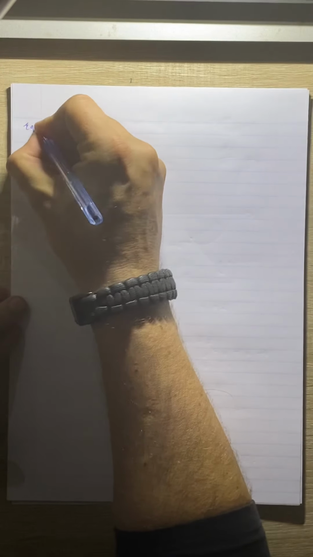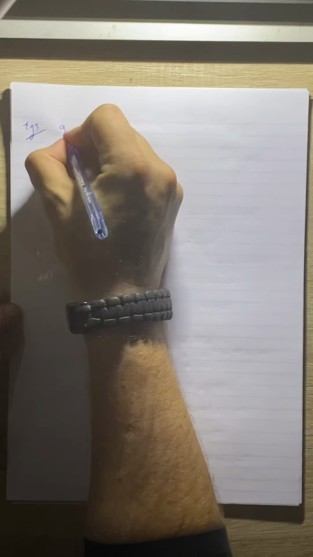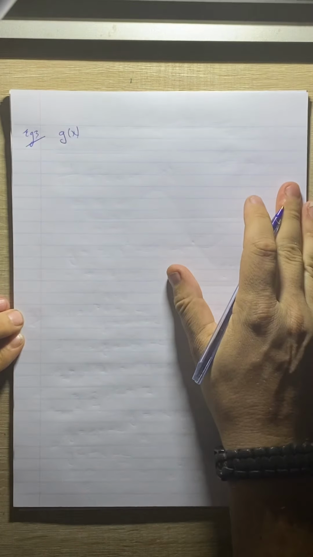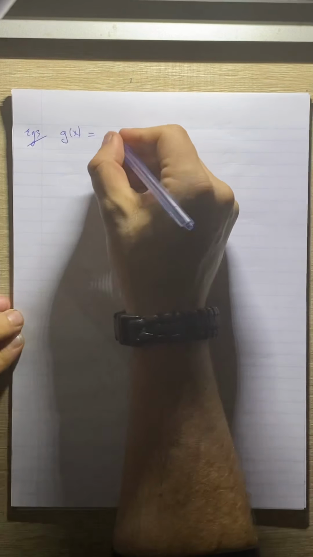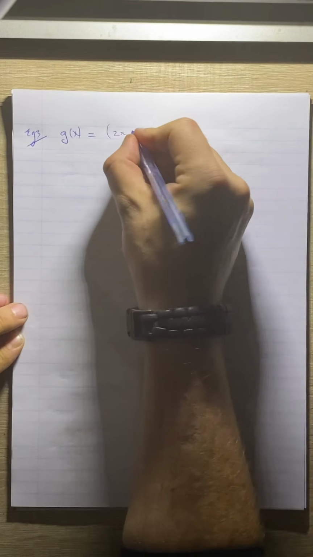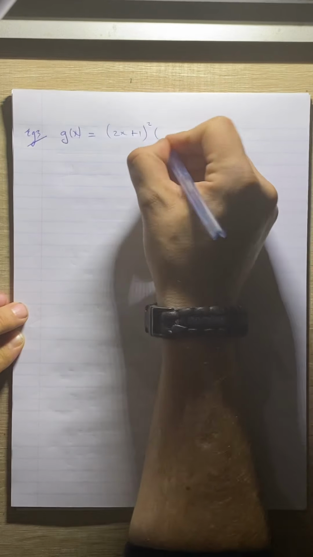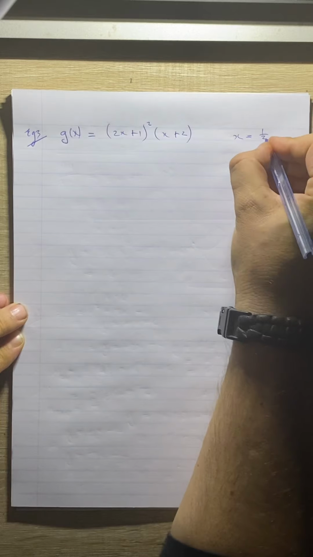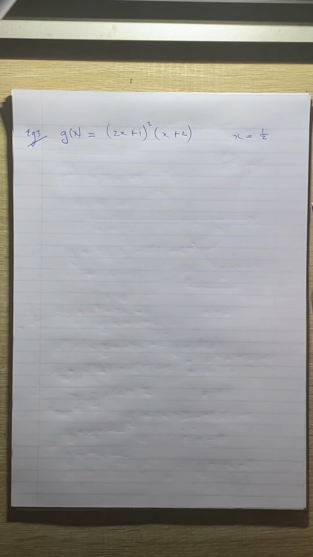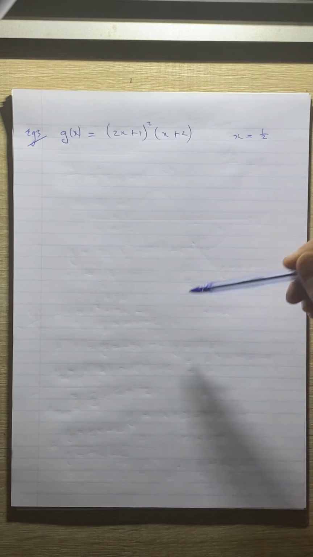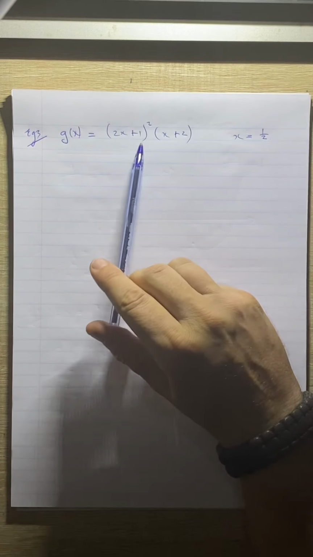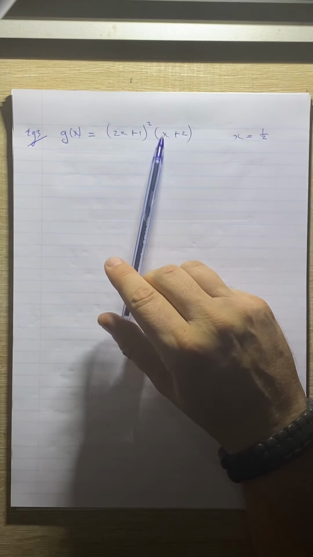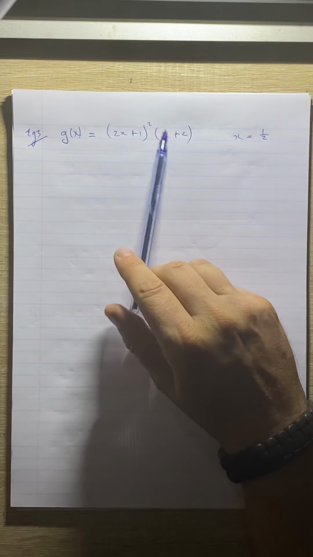Example 3. Determine the equation of the tangent to the graph g of x equals (2x plus 1) squared times (x plus 2), where x is equal to 1 over 2. Okay, so we need to find the equation of the tangent, so we need to find the derivative, but we can't differentiate this as it is. Grade 12, so what I need to do is I need to expand it.